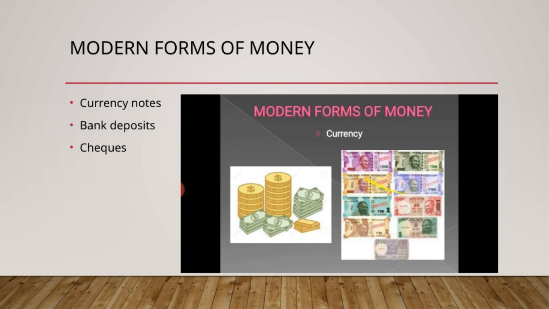Then there are checks. Checks allow us to make payments directly from our bank accounts to others. They're a bit more formal and are often used for larger transactions or in situations where electronic transfers aren't preferred. All these forms, currency notes, bank deposits, and checks, are considered modern forms of money because they facilitate transactions in increasingly digital and paperless ways. They connect to the overall theme of how money has evolved from physical to more sophisticated, convenient forms of financial exchange.